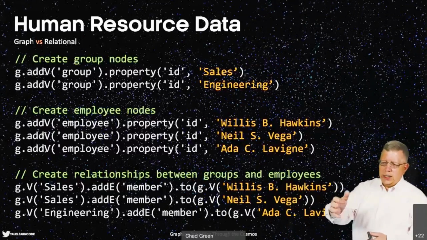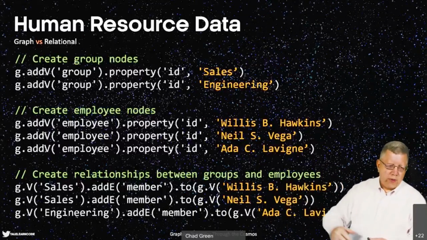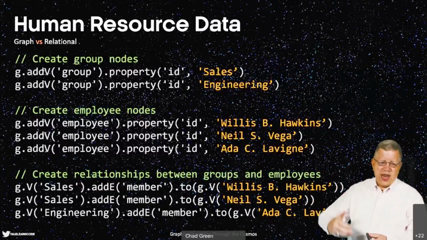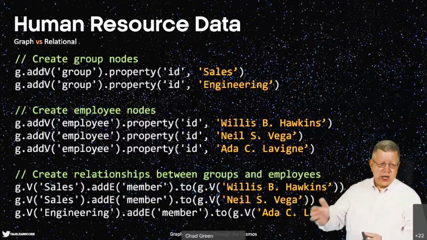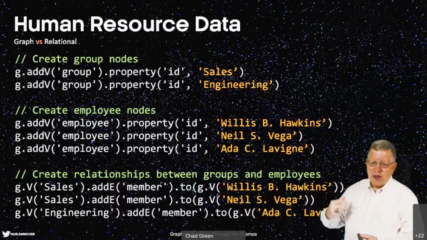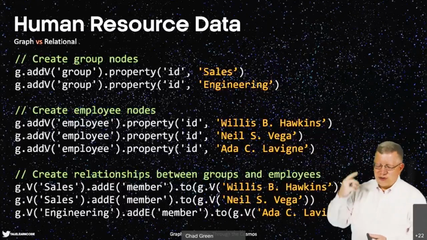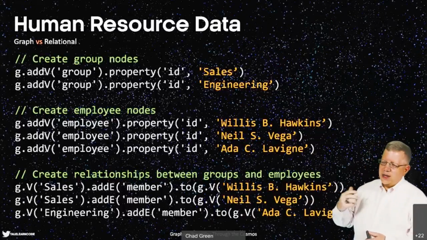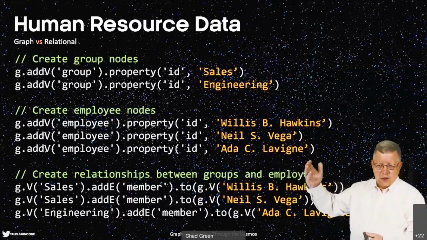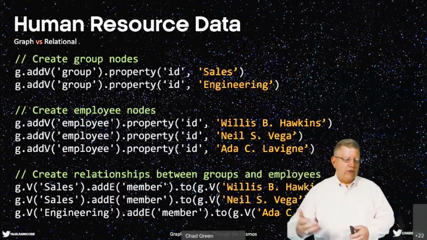And then, if I were to have multiple properties, maybe we have the ID, but then maybe we have given name and surname. We would just add another .property, given name, Willis. Sorry, I had to think about the British terms. Of course, in America, that's first name. And then .property, surname, Hawkins. So we can see that.